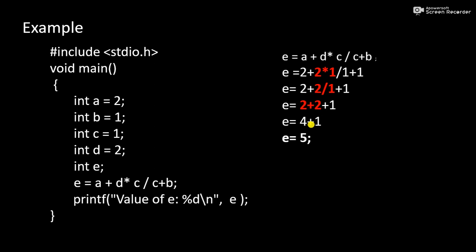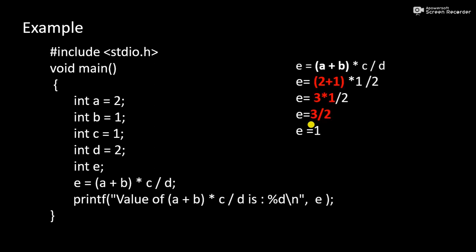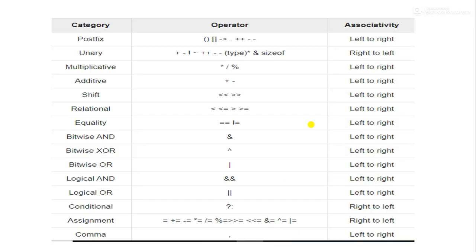So this is how operator precedence and associativity work. This is all for today's lecture. I hope you have understood the concept of operator precedence and associativity.